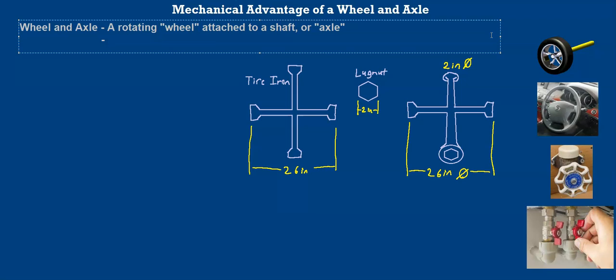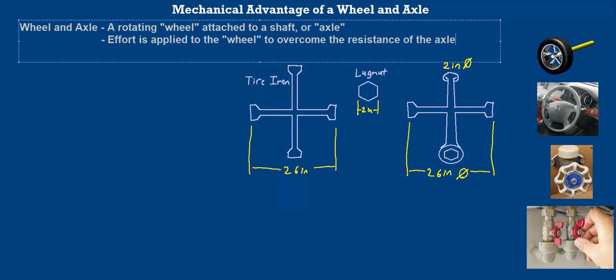And then an important point to add about a wheel and axle is the effort is applied to the "wheel" to overcome the resistance of the "axle." And we put wheel and axle in quotations for a very good reason.